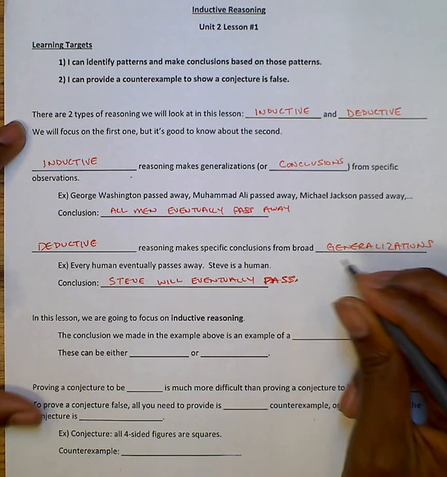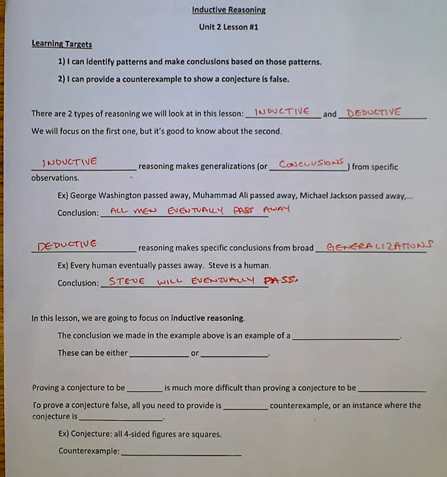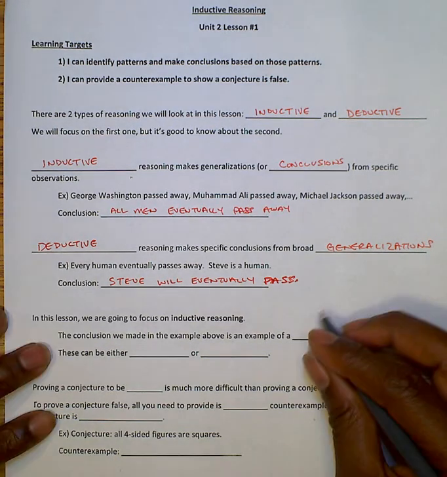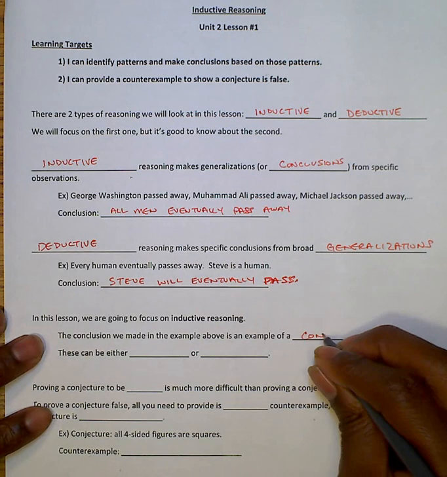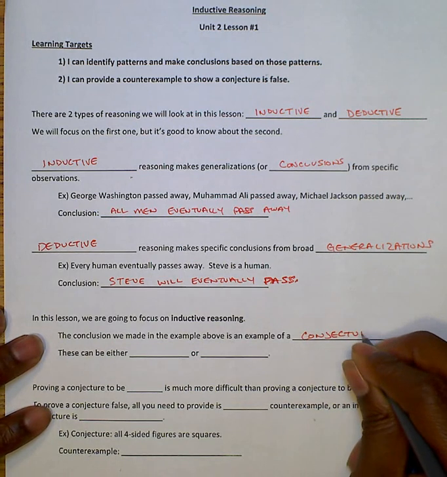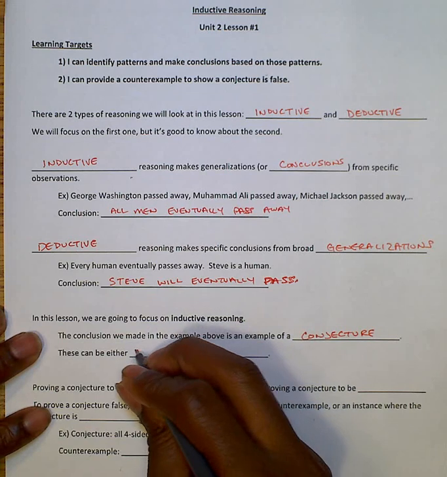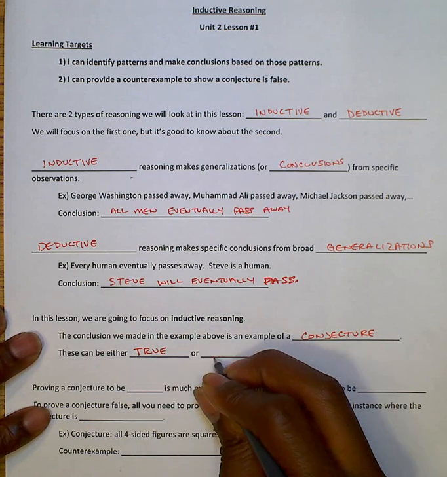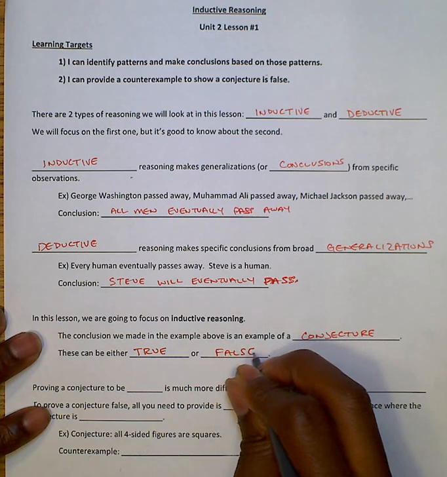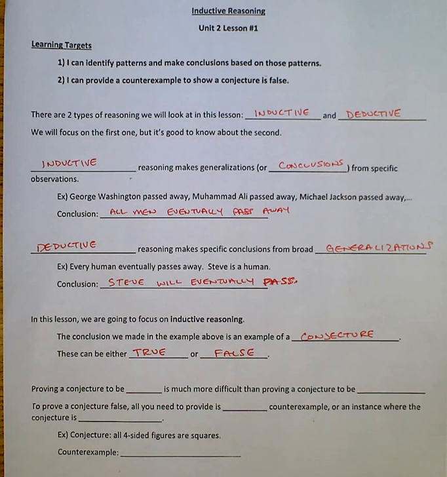Alright? So, in this lesson we're going to focus on inductive reasoning. The conclusion we made in the example above is an example of a conjecture. A conjecture is basically what we put forward to be true, so it could either be true or false. We look at specific cases and then make a generalization.